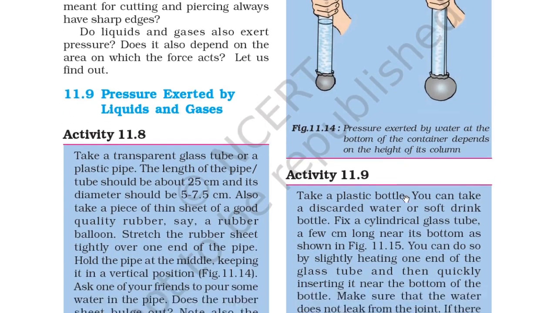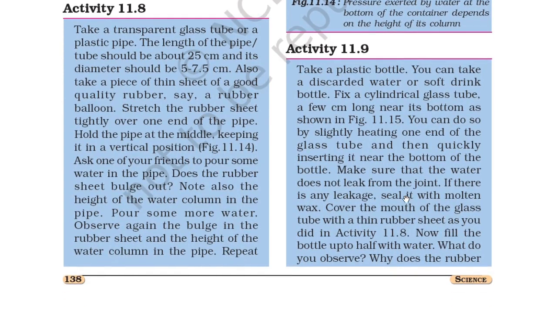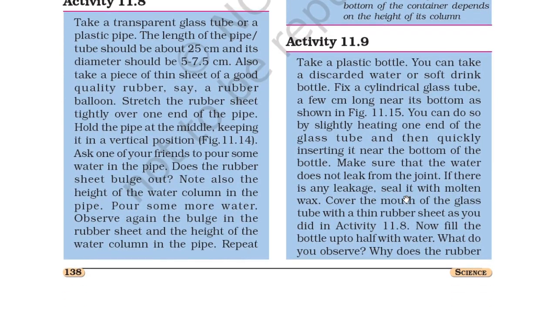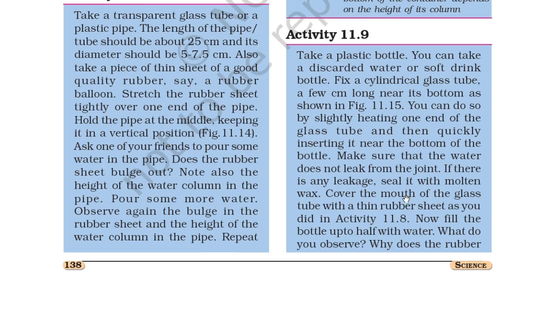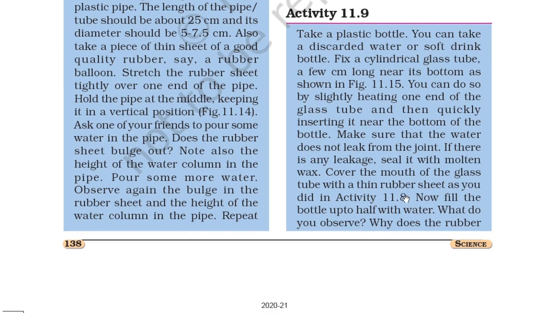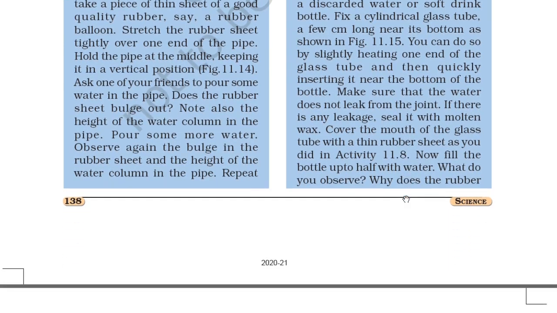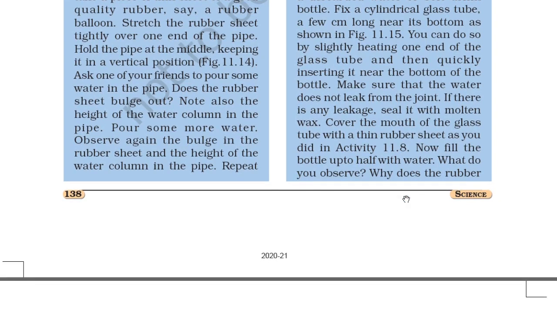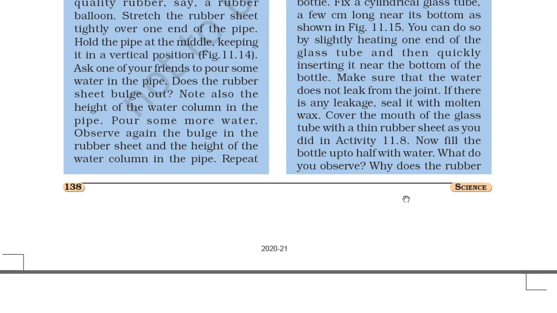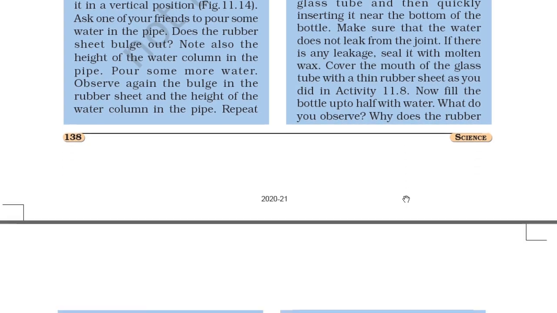So activity 11.9, take a plastic bottle. You can take a discarded water or soft drink bottle. Fix a cylindrical glass tube a few centimeters long near its bottom as shown in figure 11.15. You can do it by slightly heating one end of the glass tube and then quickly inserting it near the bottom of the bottle. And now make sure that the water does not leak from the joint. If there is any leakage, seal it with molten wax. Cover the mouth of the glass tube with a thin rubber sheet as you did in activity 11.8. Now fill the bottle up to half with water.